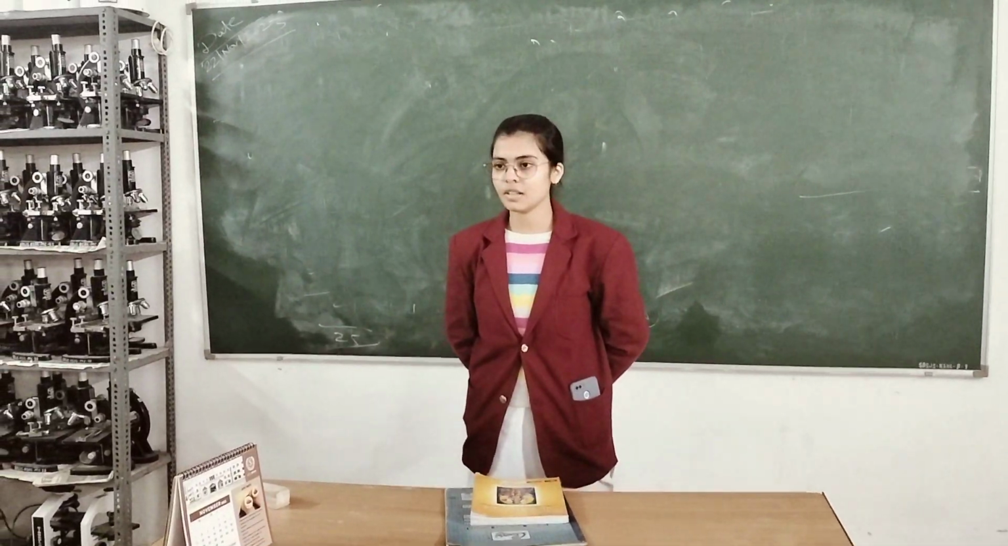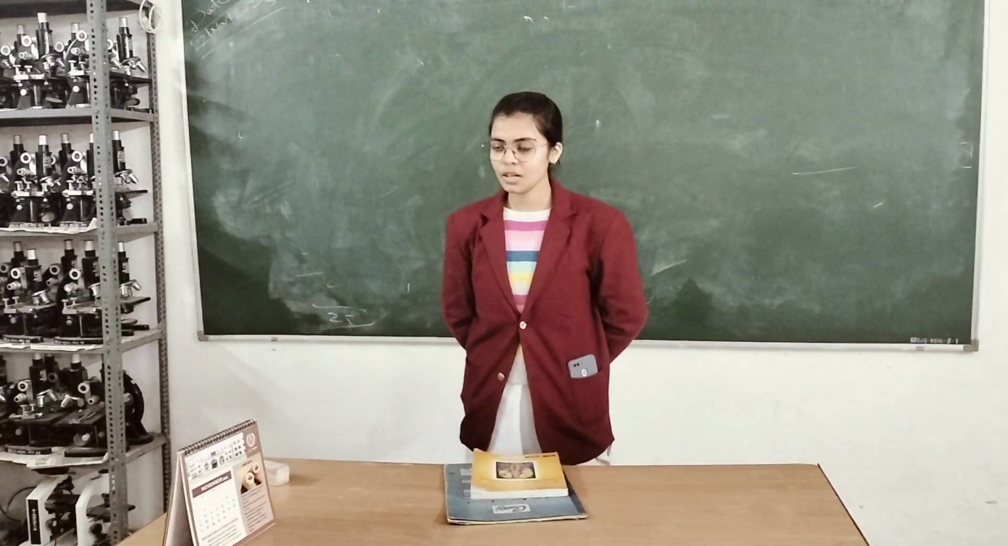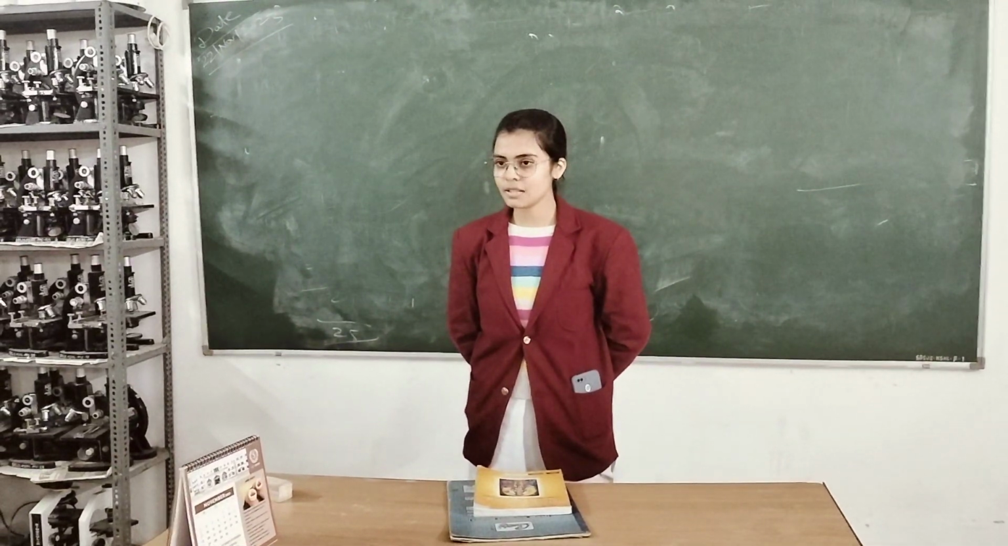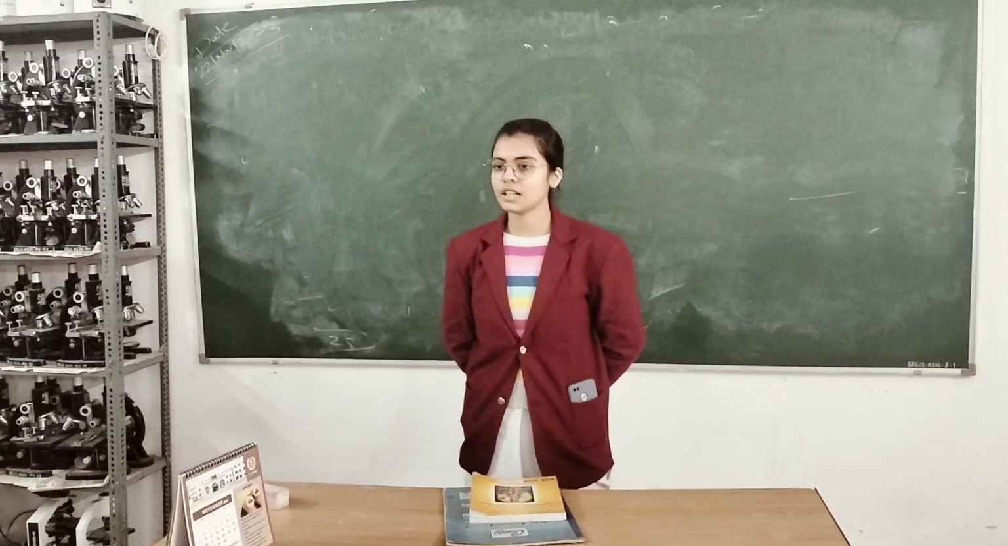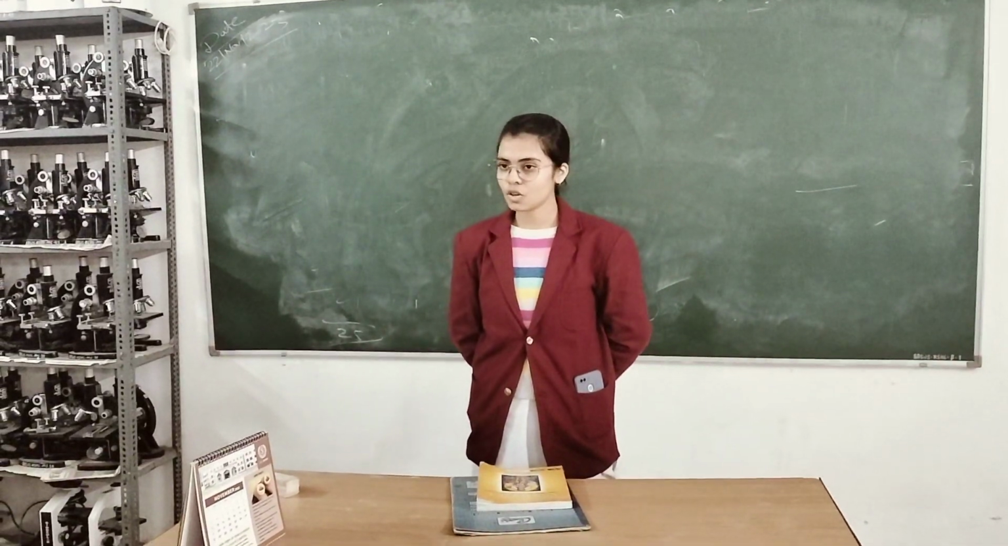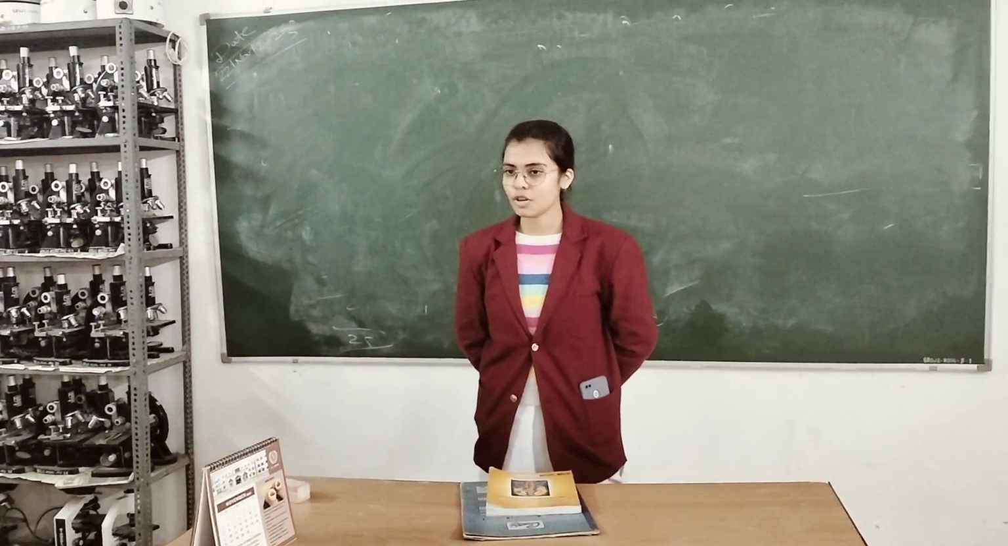So my topic is regulation of respiration. The normal respiration rate is 12 to 16 per minute with the tidal volume 500 ml. It includes two mechanisms, the nervous mechanism and chemical mechanism. In nervous mechanism there are two systems, autonomic control of respiration and voluntary control of respiration.